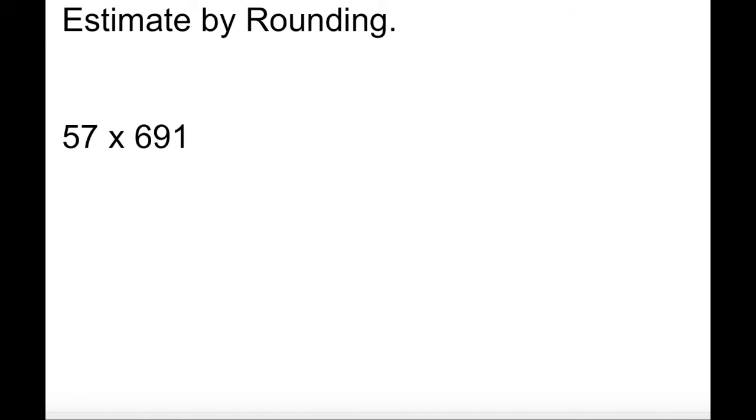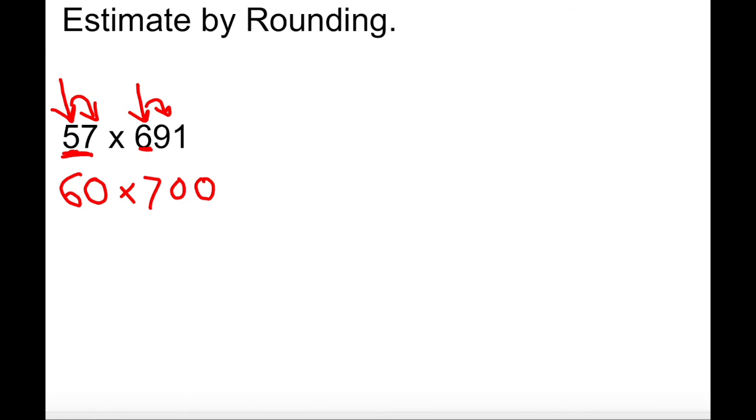The final type of problem says this: estimate by rounding. I'm going to look at 57 and I will round that to the greatest place value, which is the tens. Who's that knocking on my back door? 5 or more, raise the score. So I raise the 57 to a 60. This is the greatest place in 691. It's the hundreds place. Who's that knocking on my back door? 5 or more, raise the score. Raise the score from 600 to 700.